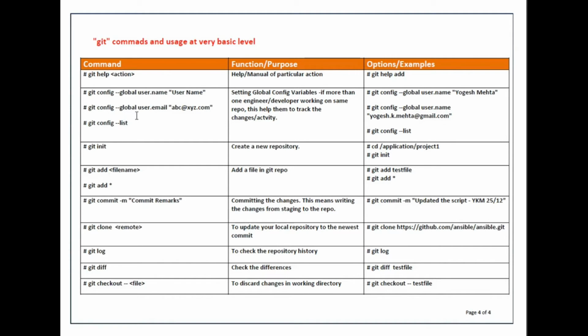And to add a user, git config --global user.name and your username, for example Yogesh Mehta, and git config --global user.email. That's my mistake, ignore it, it's an email, not name, because name we have already typed, and this is the email yogesh.k.mehta@gmail.com. And if you want to see that particular config, you can run git config --list. It will display whatever config you have added.